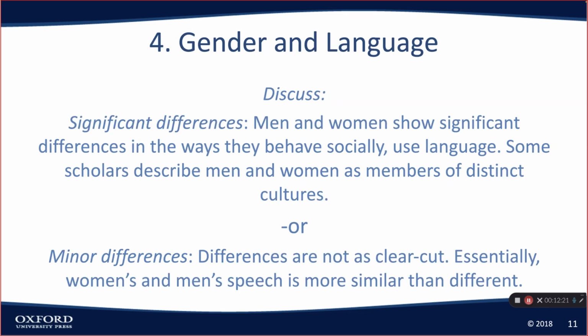Okay. And then the last one is what is the topic of our discussion. As I said in the other video, communication scholars, social scientists are in two camps. Sometimes one camp says men and women are significantly different in the way that they use language and the way that they behave socially. And so they are almost members of different cultures. So that's the major difference or significant difference. The minor difference is men's and women's speeches are actually more similar than they're dissimilar.